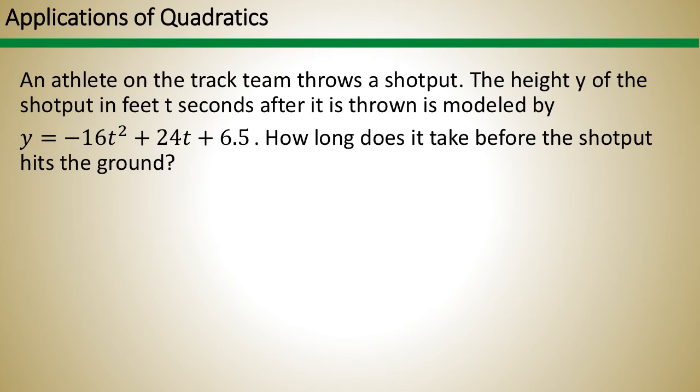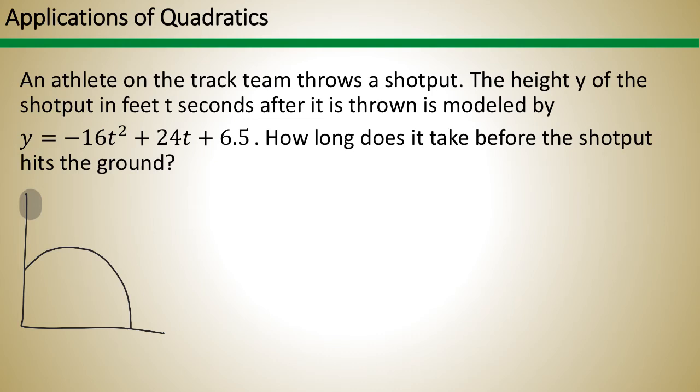Okay, here's another example. It says an athlete on the track team throws a shot put. The height, y, of the shot put in feet, t seconds after it is thrown is modeled by this equation. How long does it take the shot put to hit the ground? Okay, and just to kind of visualize what's going on here, if we were to have a graph of this thing, it would look like this right here. So the shot put goes in the air, eventually gravity pulls it back to the ground.